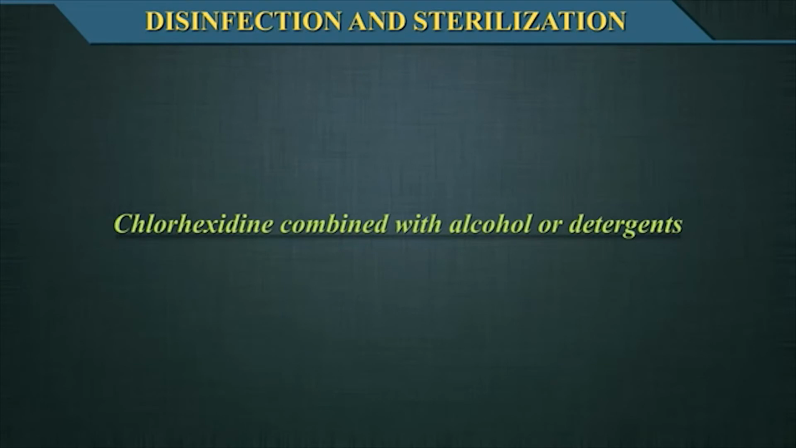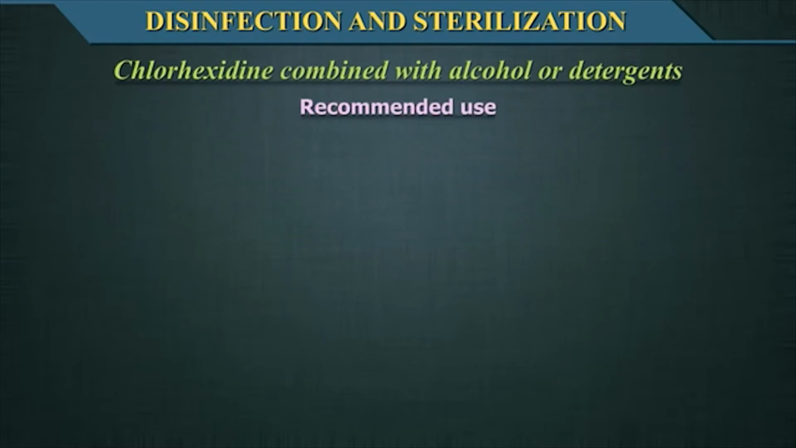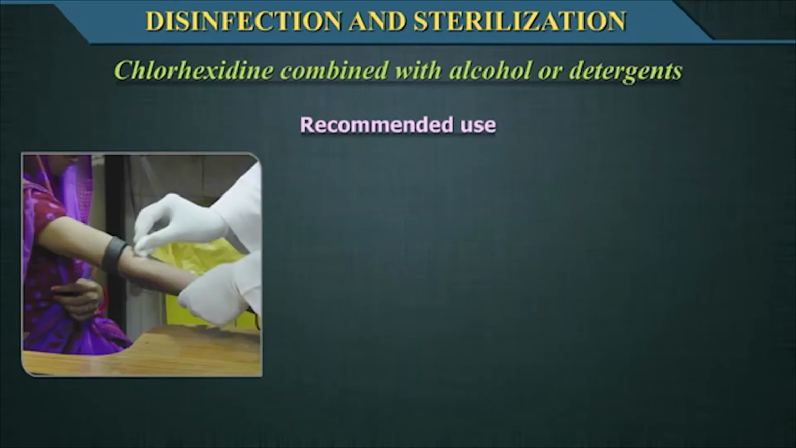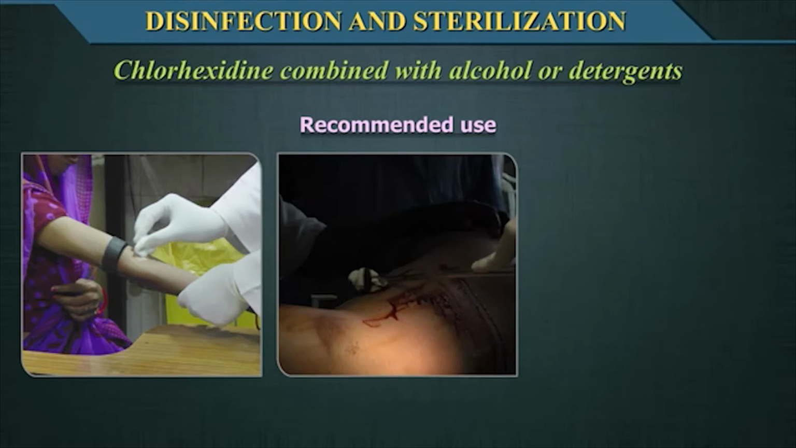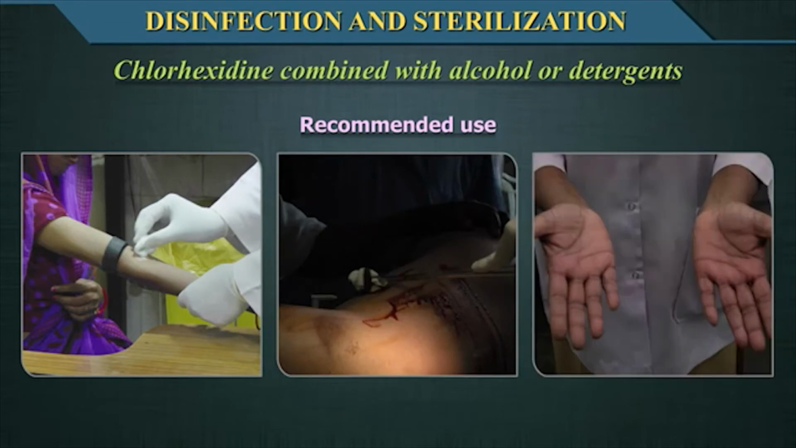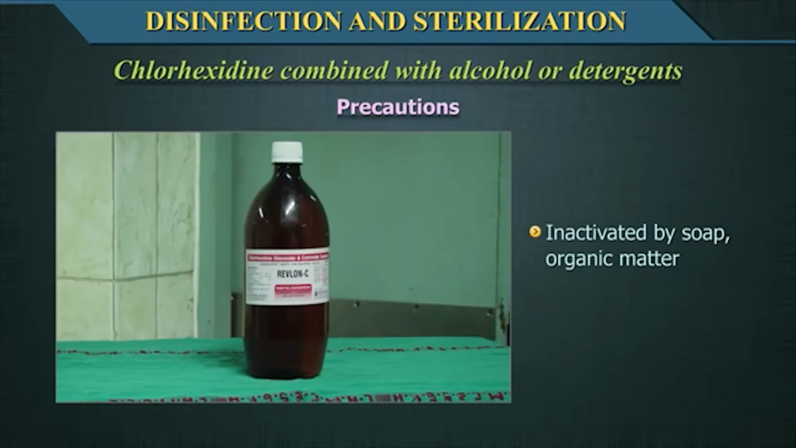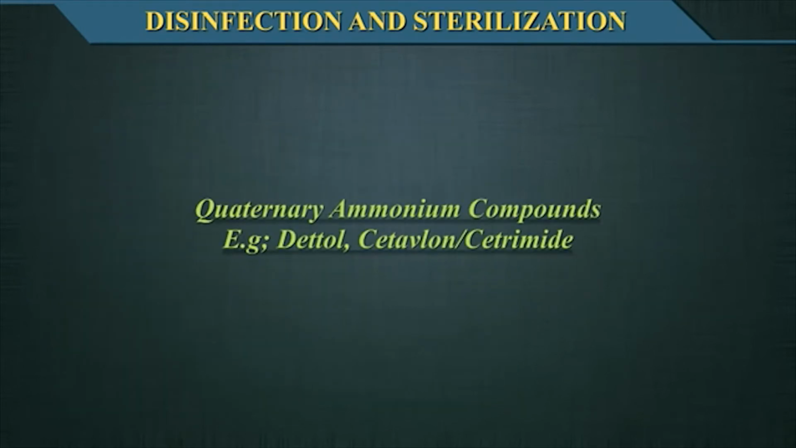Chlorhexidine combined with alcohol or detergents. Recommended use: 2 to 4% concentration. Antiseptic for skin and mucous membranes. Pre-operative skin preparation. Disinfection of hands. Precautions: inactivated by soap and organic matter. Relatively non-toxic.